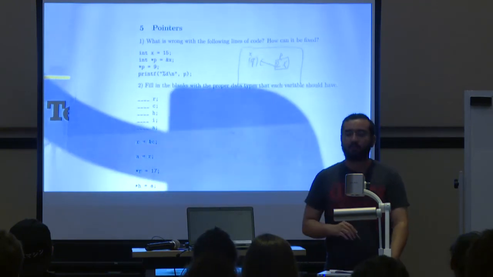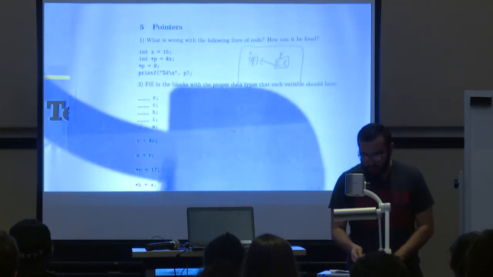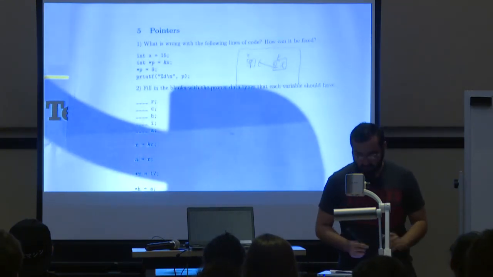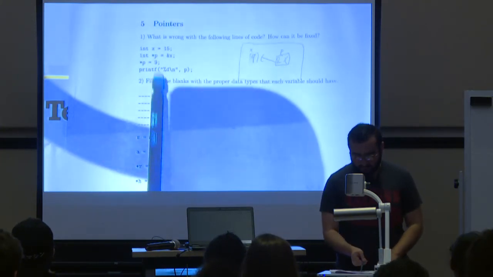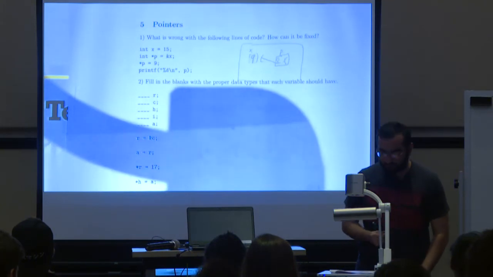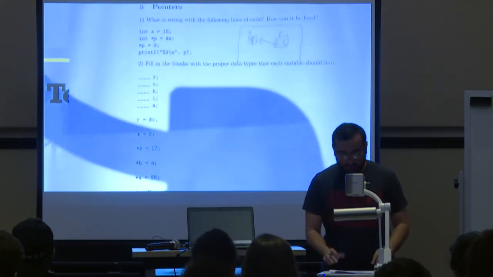Well, %d is a conversion code for an integer, right? Now p is not an integer. P itself just has a memory address. So these are conflicting types. This is asking for an integer. We're giving it an address. So how can it be fixed?